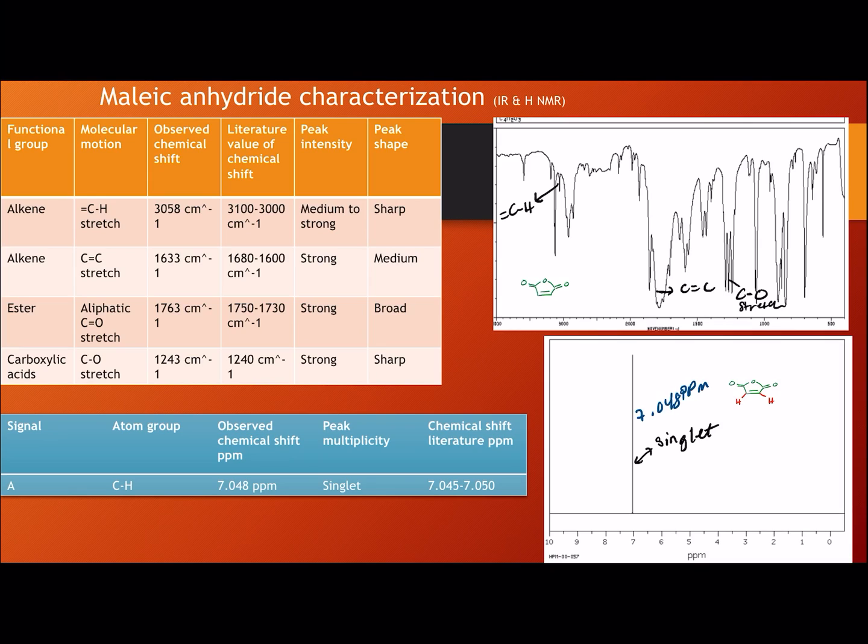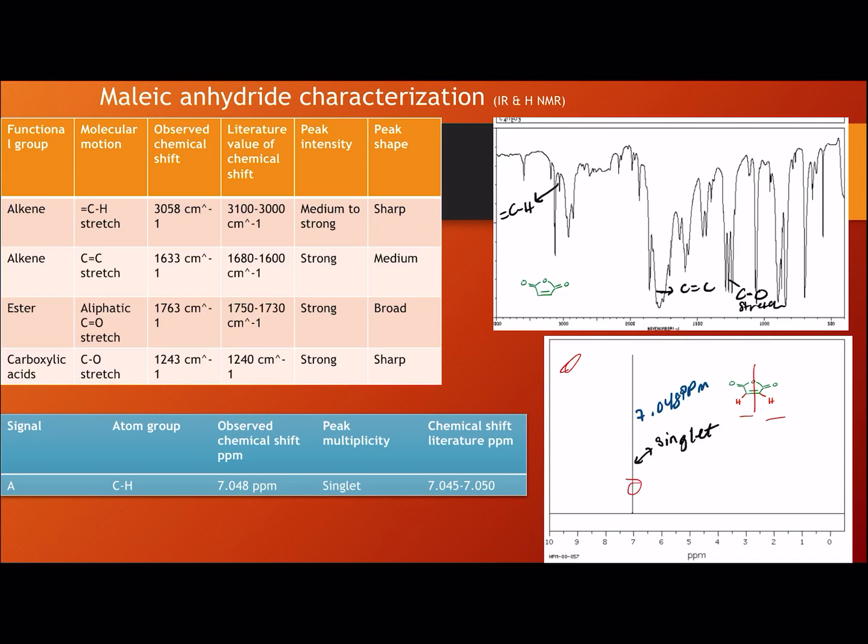So we're seeing that the peak intensity for all of these is actually pretty strong, and the shapes range from sharp to broad. When we're looking at the HNMR here on the far right, we're able to see that we have only 1 signal, and it is a singlet. It's because of the symmetry here and the limited amount of hydrogens in the maleic anhydride.